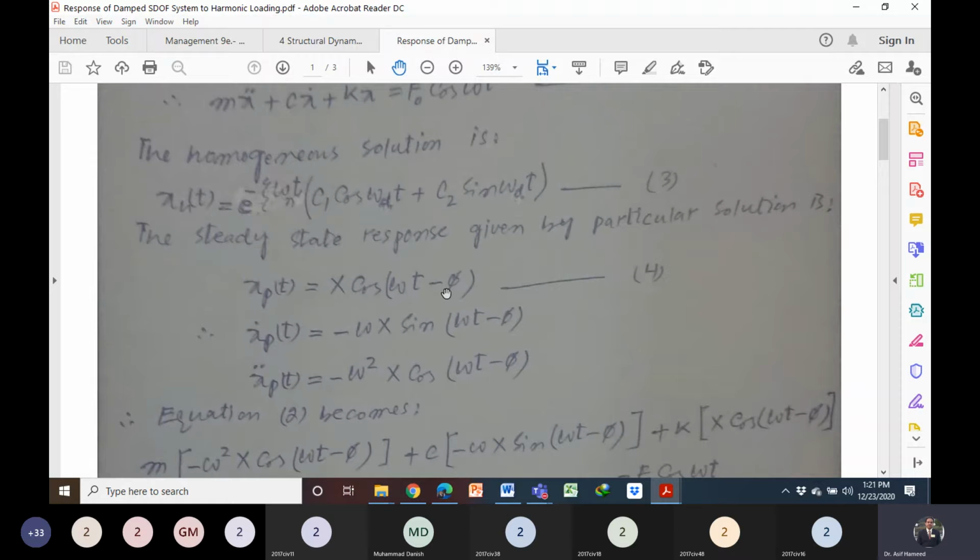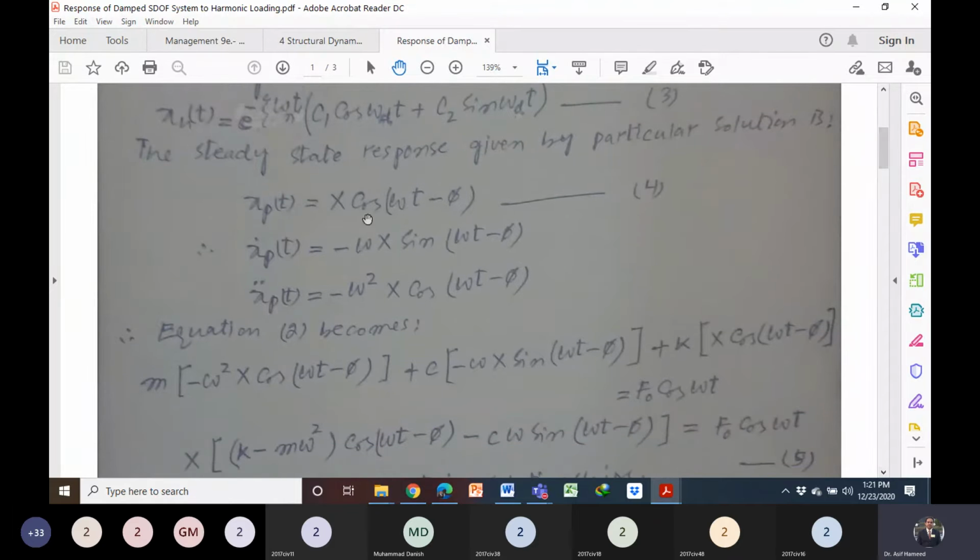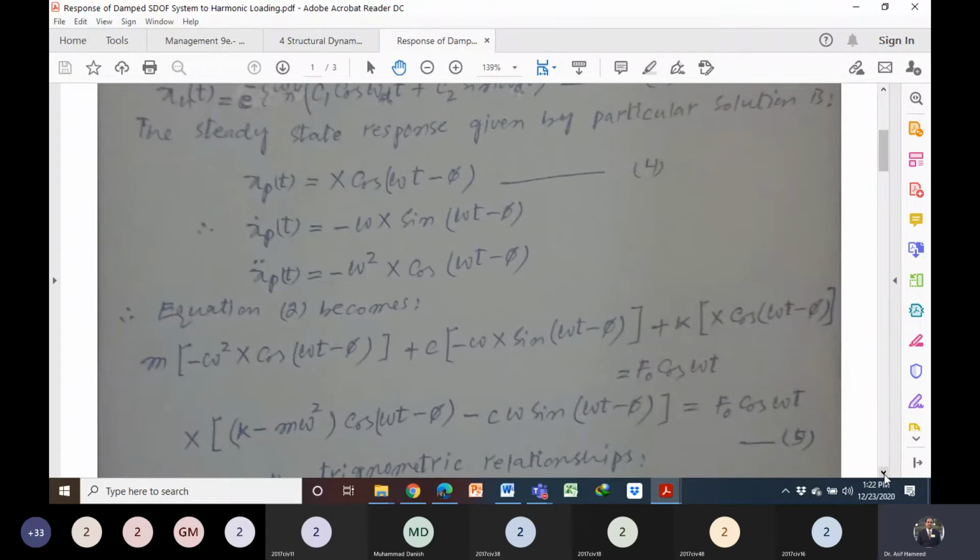I will explain it later why we have considered the phi for the damped case and we have not considered the phi for the undamped case. Anyhow, this is the solution now. We want to find out the phase angle. Also, we want to find out the amplification factor, because phase angle is a function of the damping ratio and the frequency ratio, which we will prove today. Okay, this is a response.